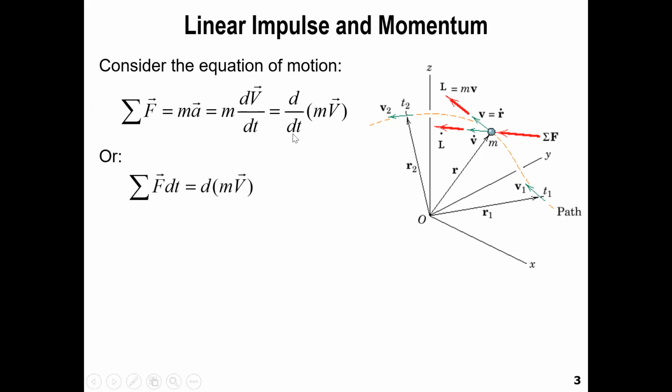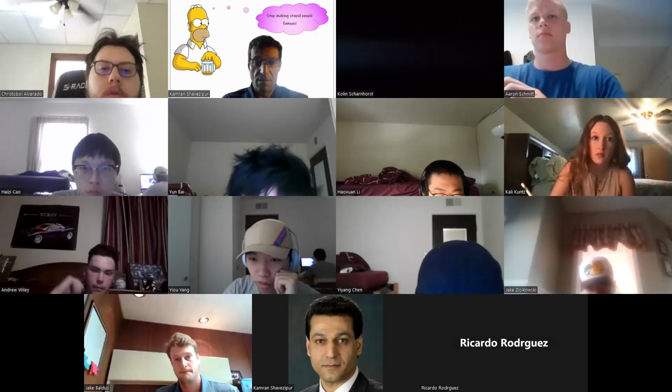Now, if I multiply the two sides by dt, you're going to get F dt equals d(mv), the change of mv overall. And if I integrate this over time, because the variable here is t, from t1 to t2, summation of all forces, on the right-hand side you're going to get mv2 minus mv1. This is another way of expressing Newton's second law.